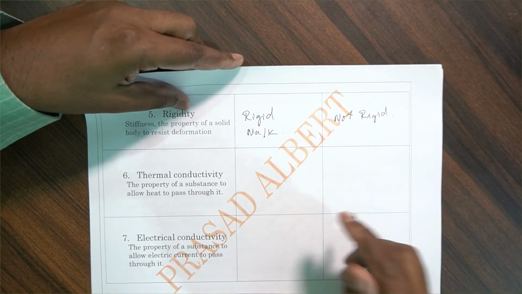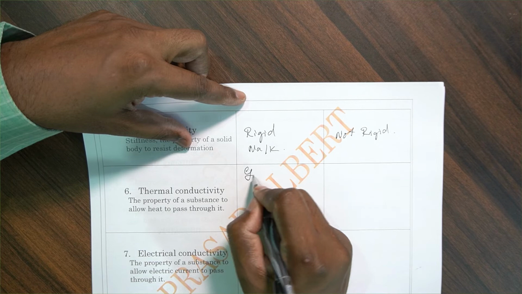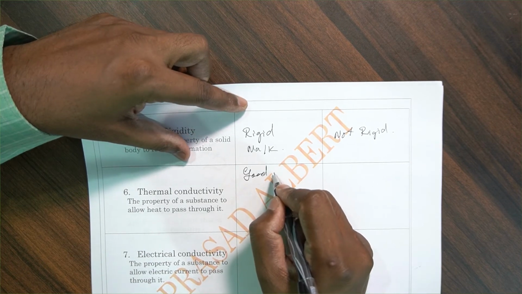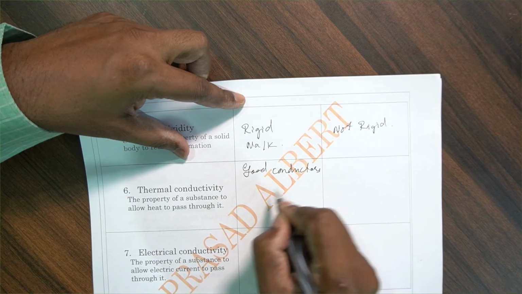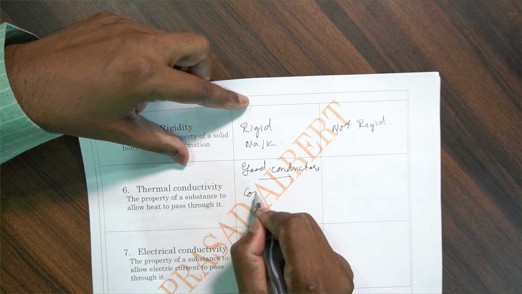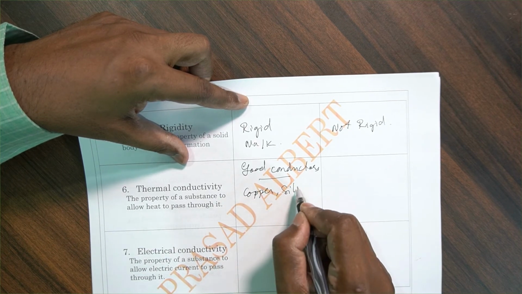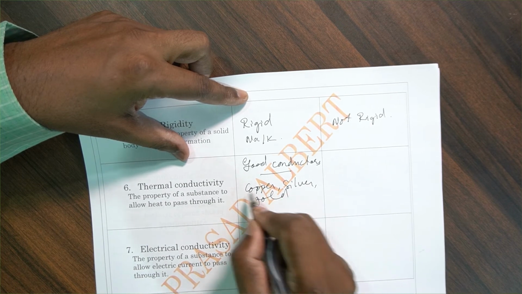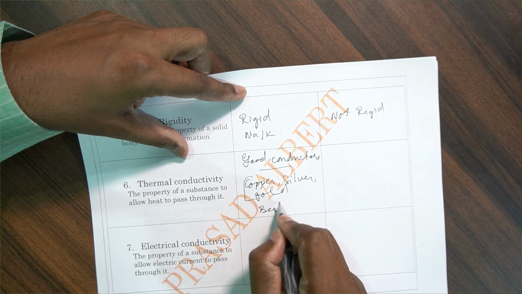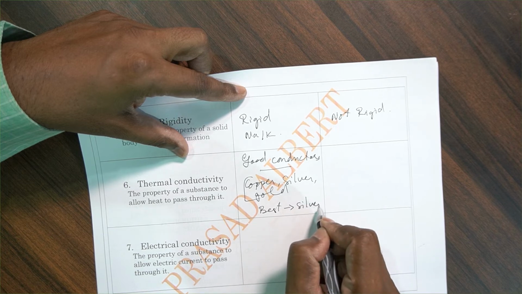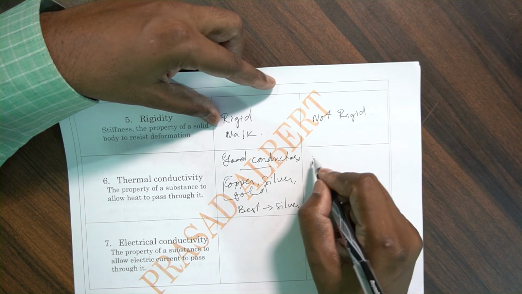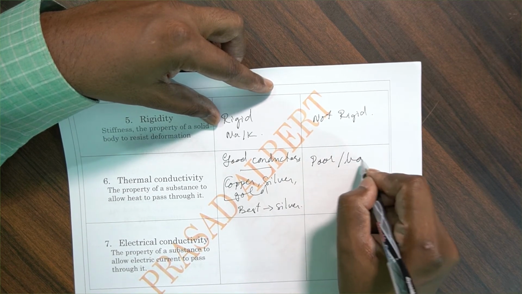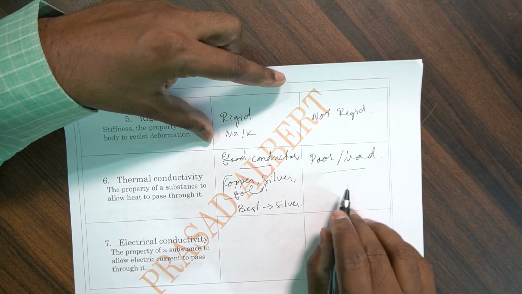Now let us see the thermal conductivity. Metals are good conductors of heat. Copper, silver and gold are very good conductors. The best conductor is silver. Among non-metals, they are either poor or bad conductors of heat.